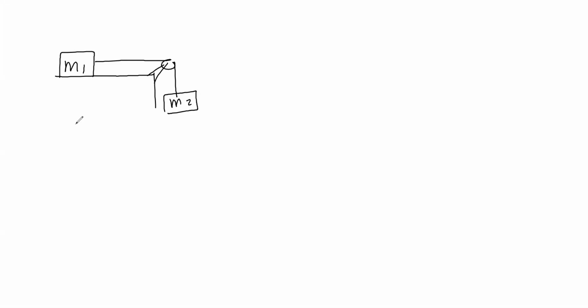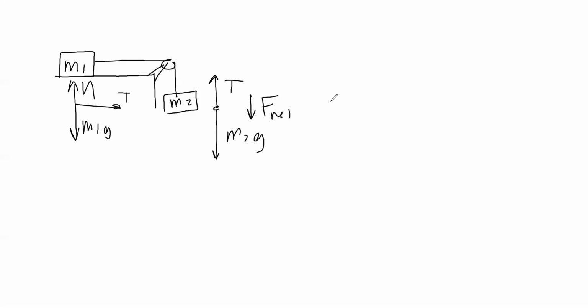problem using Newton's second law, we just took the typical free body diagram for M1, which was normal force up and Mg down, tension pointing to the right, and that tension matched up with the tension that was pulling up on M2, with M2g down, F net down, and we summed the forces.